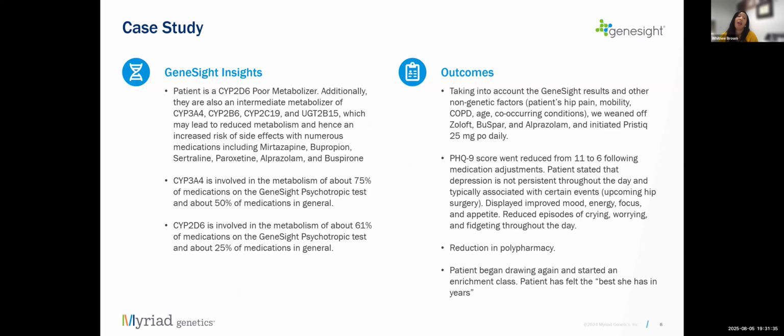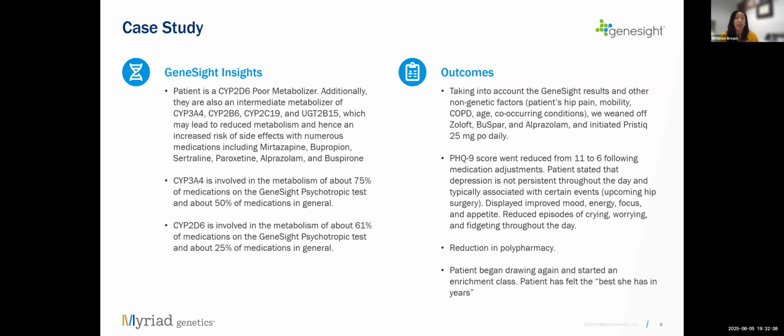So as I mentioned before, the patient was a CYP2D6 poor metabolizer. And as you can see here, there were also some intermediate metabolizing options, which were the others highlighted in orange. This essentially led to the reduced metabolism, which also increased the risk for side effects in several of the medications that she was on, including mirtazapine, sertraline, paroxetine, alprazolam, Buspar, and Wellbutrin.